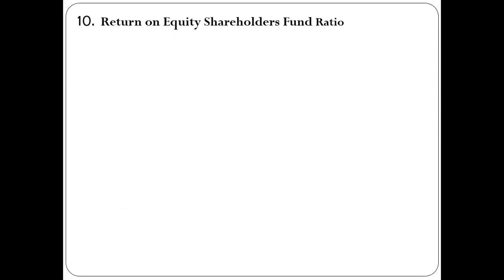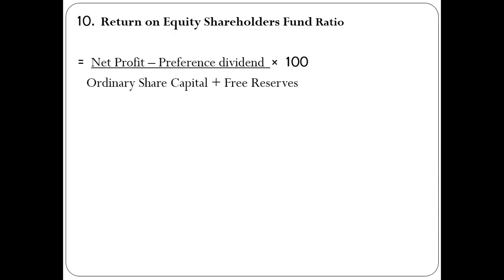So the next ratio is return on equity shareholders fund. Return on equity shareholders fund ratio is equal to net profit minus preference share dividend divided by ordinary share capital plus free reserves into 100. Here we have to consider only ordinary share capital, meaning equity share capital, because we want to find out only return on equity shareholders fund. So we will not consider the preference share capital, and we also minus the preference share dividend from the net profit.